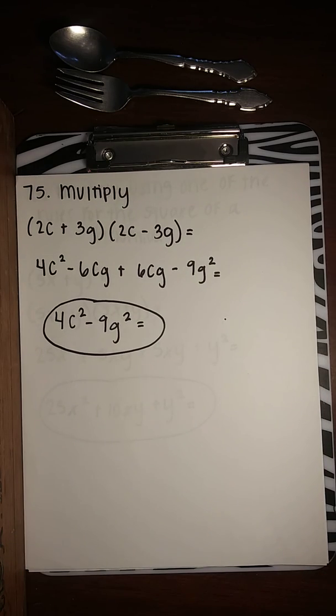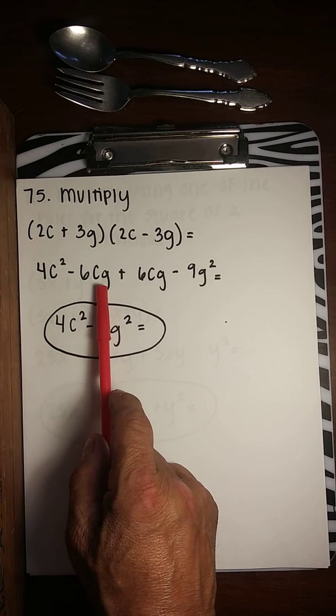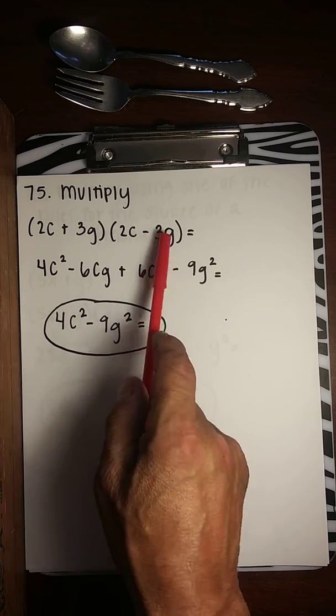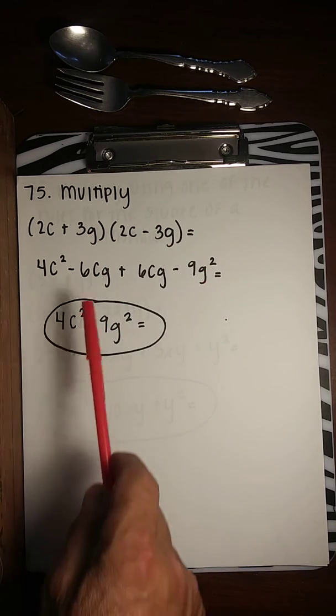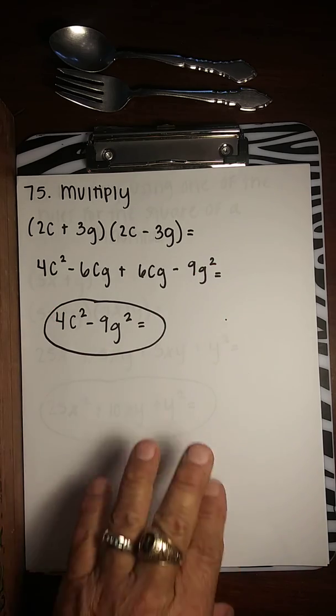2c plus 3g, 2c minus 3g. So that times that is 4c squared. That times that is negative 6cg. That times that is positive 6cg. That times that is negative 9g squared. Put them together. These are gone. 4c squared minus 9g squared.